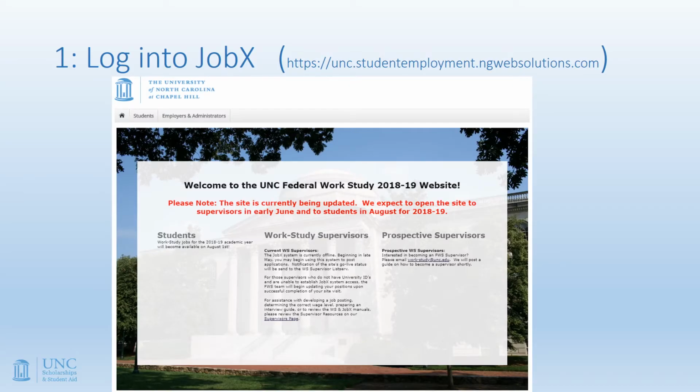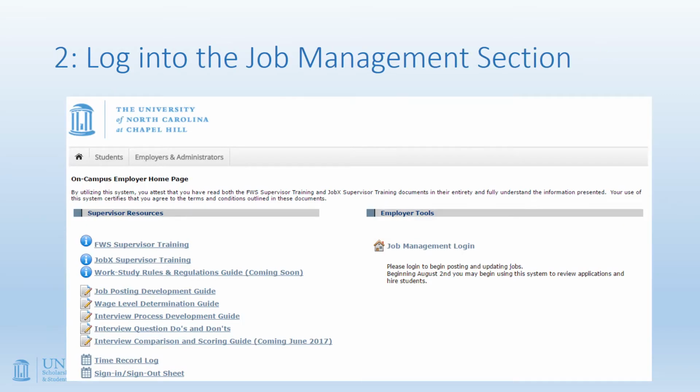In order to begin the interview and selection process, you'll need to navigate to the JobX system, either by following the URL above or simply typing in UNC Work Study to a Google browser and clicking the first link. Once you reach this page, you'll need to utilize the Work Study Supervisor link here to move to the Work Study Supervisor page. On this page, you'll navigate to your Job Management screen by clicking the Job Management login link on the far right top.